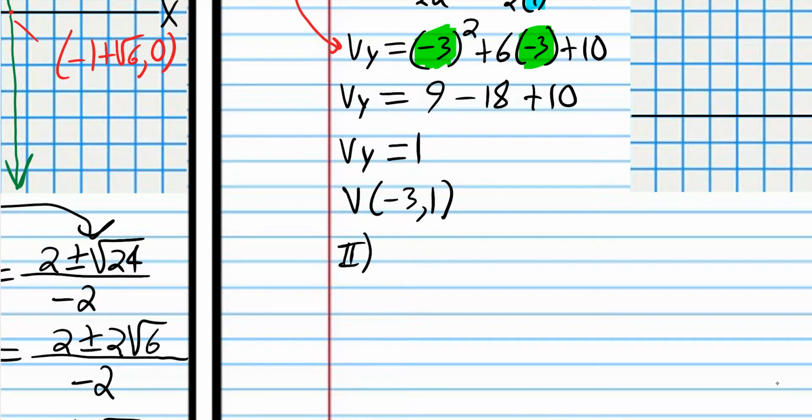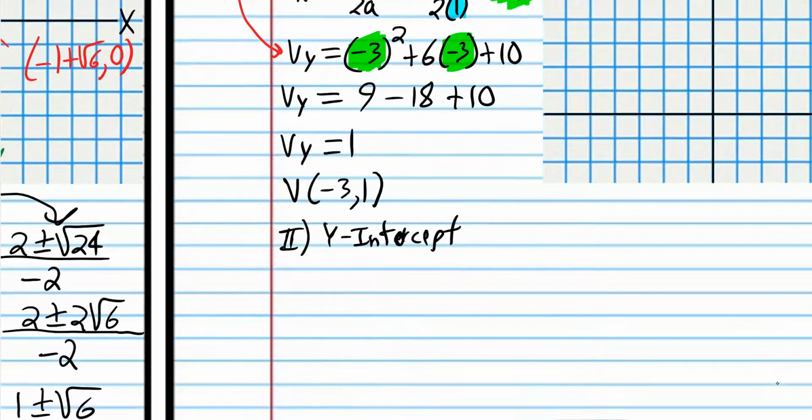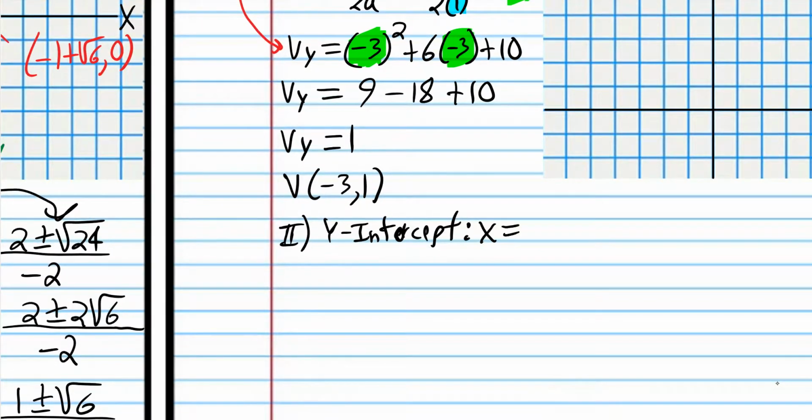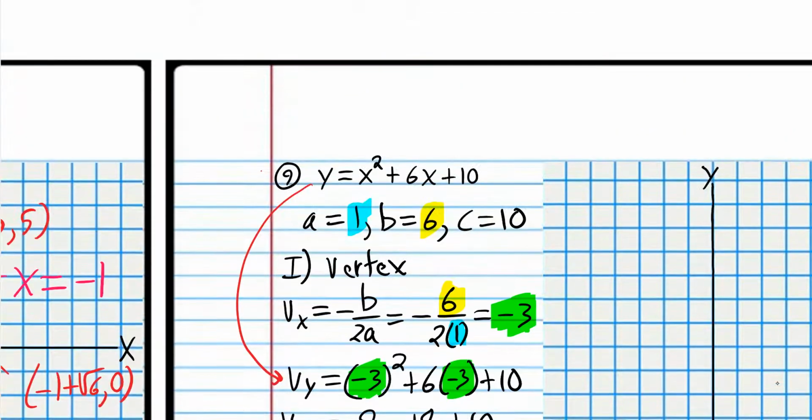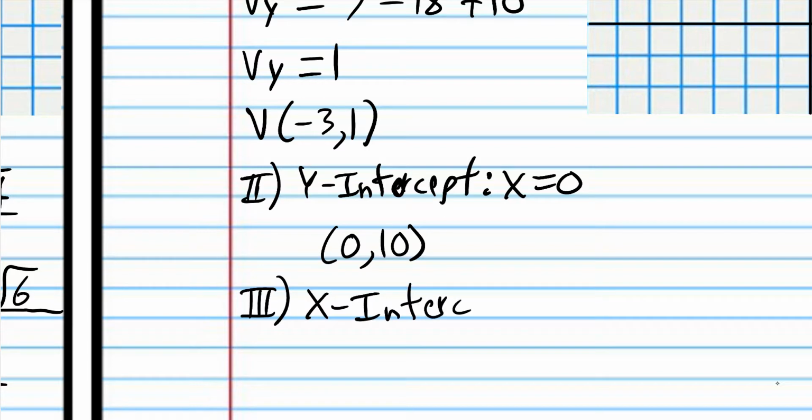Now, the y-intercept. So everything seems normal so far. Of course, we let x equal 0 to find the y-intercept, and when we do that, the y-intercept has to be that number there. So our y-intercept is 0, 10. In step 3, we're going to find the x-intercepts. And to do that, of course, we let y equal 0.